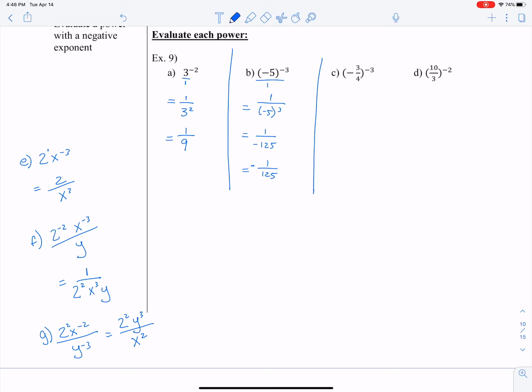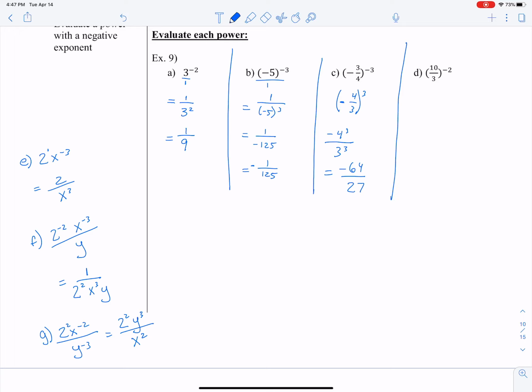Let's look at another example. So again, we have a negative inside our bracket. So we're going to leave the negative in there. And then we have a negative exponent. So we're going to flip this fraction to get rid of our negative exponent. So 4 over 3 to the 3. Then we're going to have this exponent go with this number as well as this number. So we have negative 4 to the 3 over 3 to the 3, which gives us negative 64 over 27.